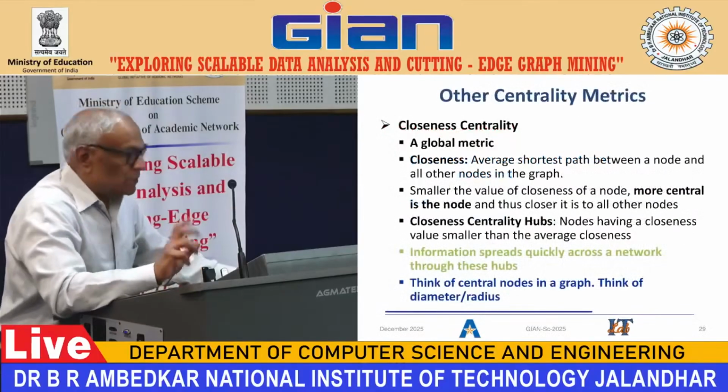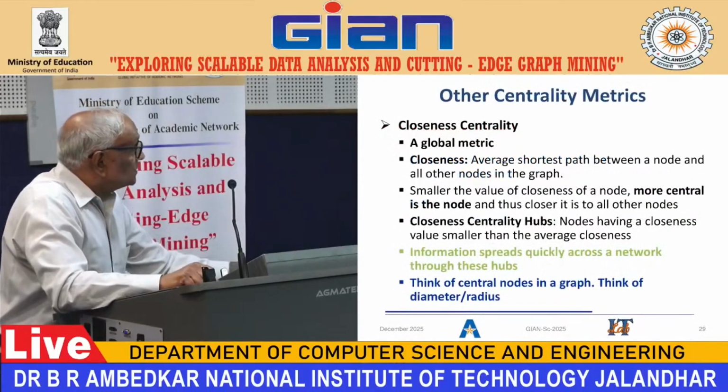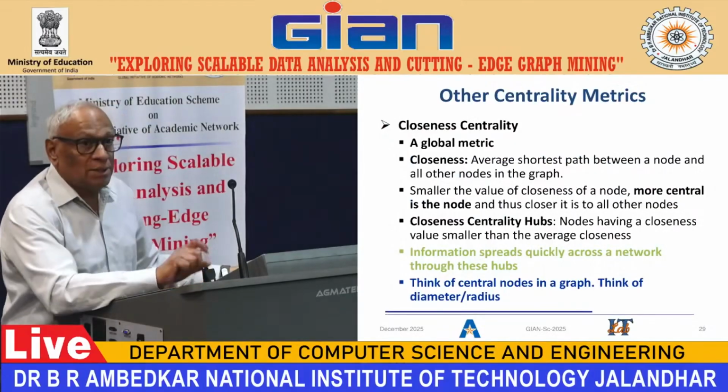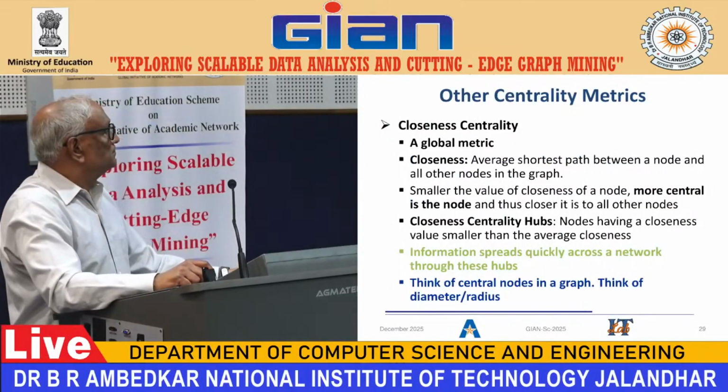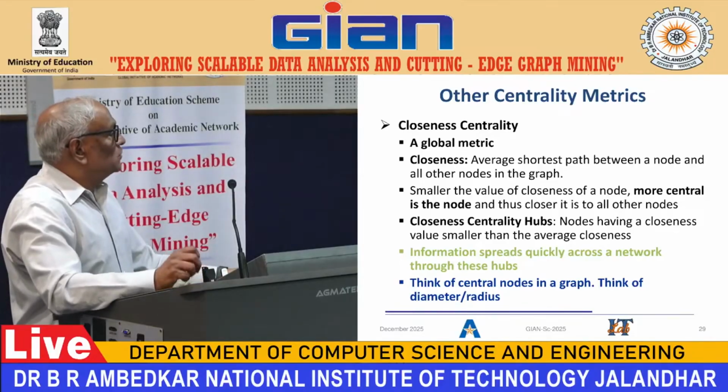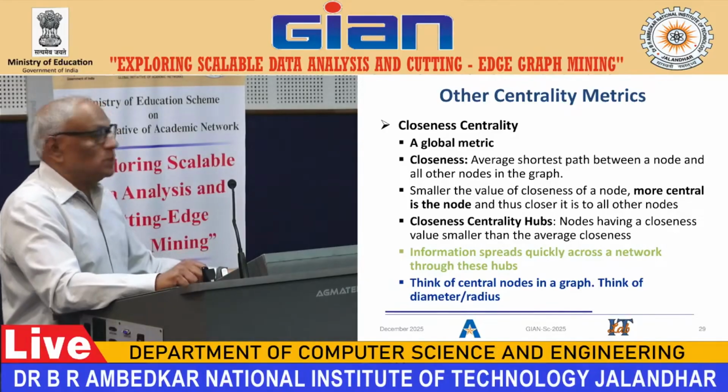Closeness centrality is different. It is the average shortest path between a node and all other nodes in the graph. The smaller the value, the better it is. So information spreads quickly across a network through these hubs.